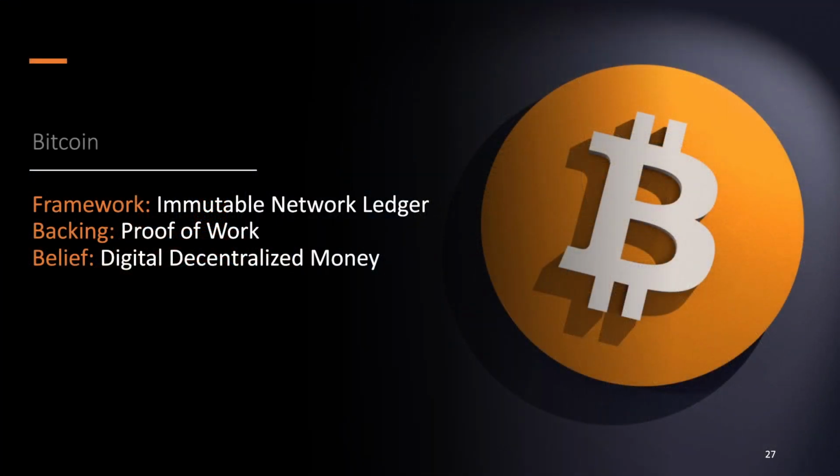So the framework, we have an immutable network ledger, right? An exposed ledger that everybody can see and everybody can come to consensus. The backing is this proof of work, this mining operation, and the belief is that we now have digital, decentralized money, Bitcoin. Very, very big deal.